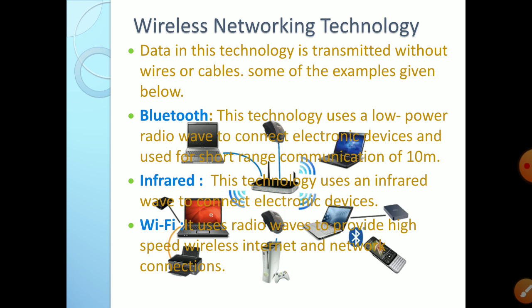Next, Wi-Fi. Wi-Fi stands for wireless fidelity. It generally uses radio waves to provide high speed wireless internet and network connections. Communication across a Wi-Fi network is like a two-way radio communication, and this technology is used to connect computers to each other within a group or across groups. Whereas Bluetooth technology is used to connect electronic gadgets and allows them to connect directly with each other wirelessly.